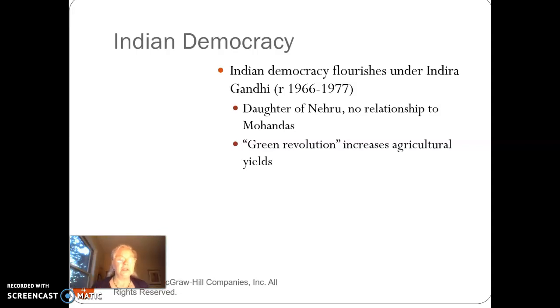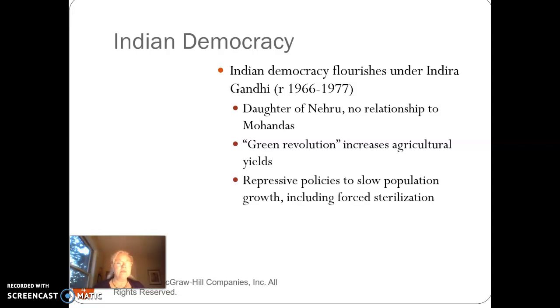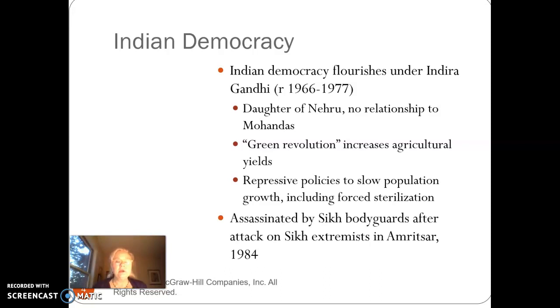Green Revolution technology was used all over the world, but in India it was especially important because the population was so large. However, there were also repressive policies put in place in India to slow population growth, and this included forced sterilization of some people. Indira Gandhi was assassinated by Sikh bodyguards.